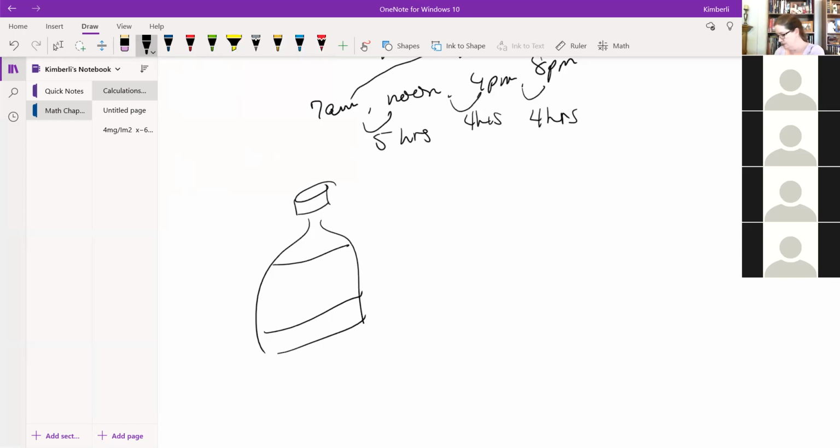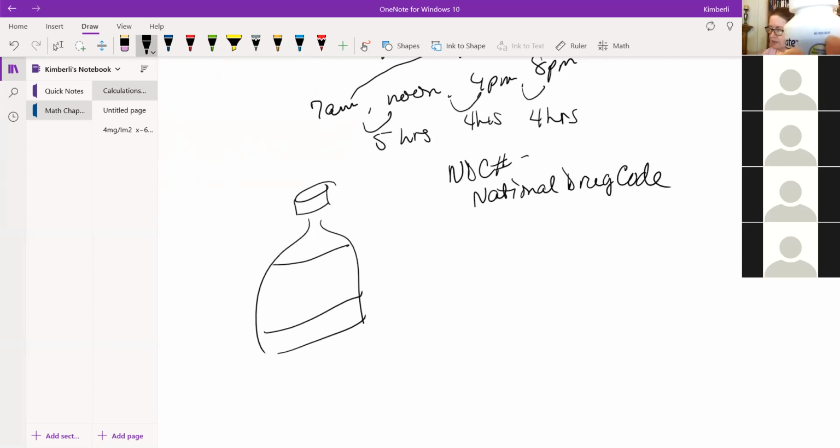It has an NDC number. Let's see if you can see that. Okay, so the NDC number is the National Drug Code. And every drug sold in the US has to have a National Drug Code on it.